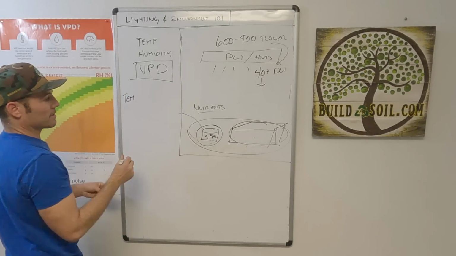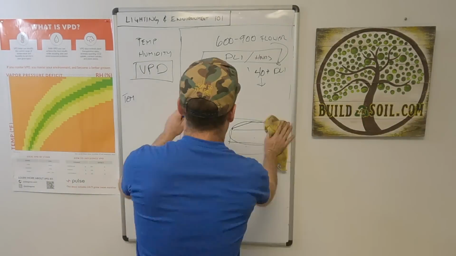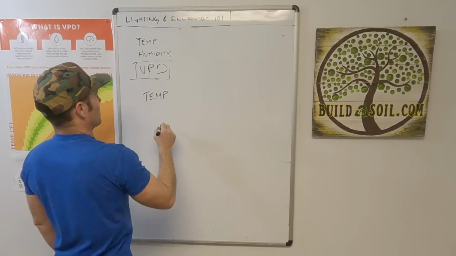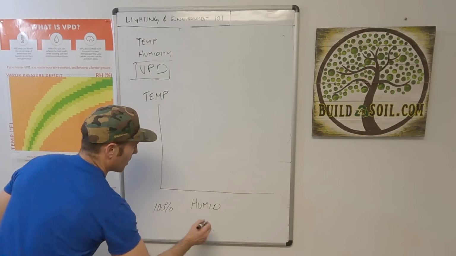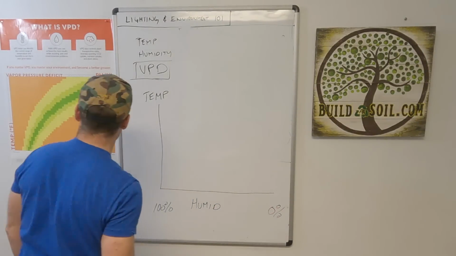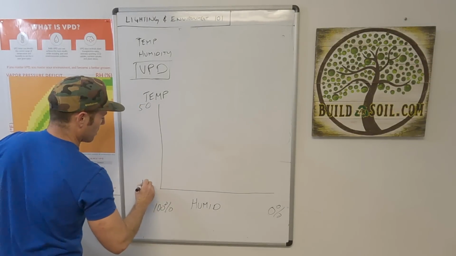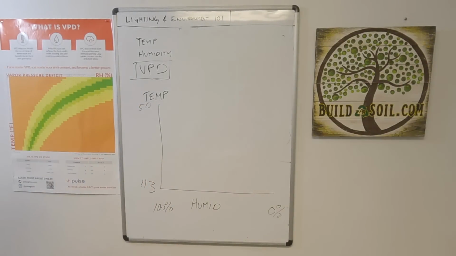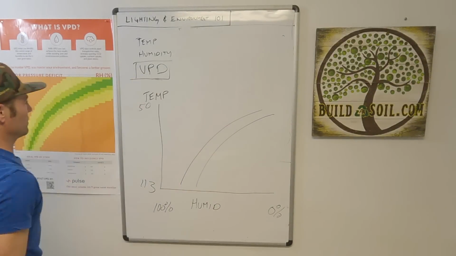In fact, I'm going to erase this and we'll talk VPD real quick. So let's do it. 100% humidity right here, all the way to 0% humidity right here. 50 to 113 is what they have on theirs. So that's their temperature range. And then their sweet spot is right in here.